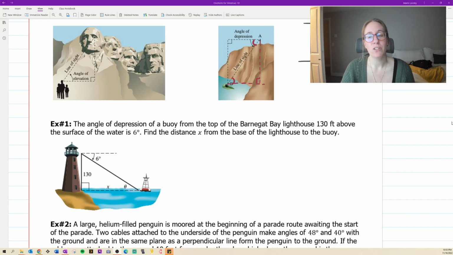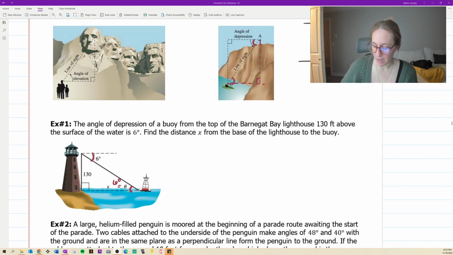So this is one of those instances where they give me an angle of depression, but my triangle is really more set up for using an angle of elevation. But that's okay because I know that this angle and this angle are congruent because of parallel lines. So this theta is also 6 degrees.